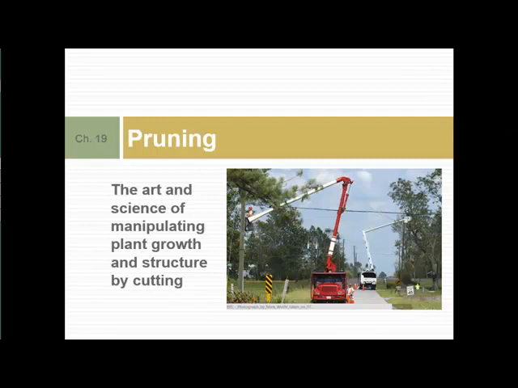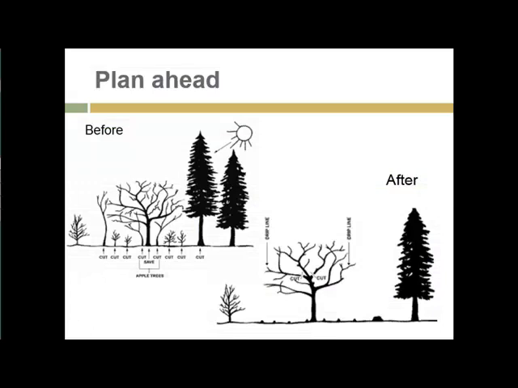And we'll move to the art and science of manipulating plant growth and structure by cutting off parts of plants, i.e. pruning. One of the important points about pruning is to plan ahead. Look at your landscape, consider not just what you want things to look like immediately after pruning, but instead over the long term. In this first instance, by removing the larger tree, much more sunlight penetrates through to the smaller trees and shrubs below, and by removing smaller shrubs, the larger one or the small tree in the center of the illustration can be pruned and achieve its optimal shape and growth.